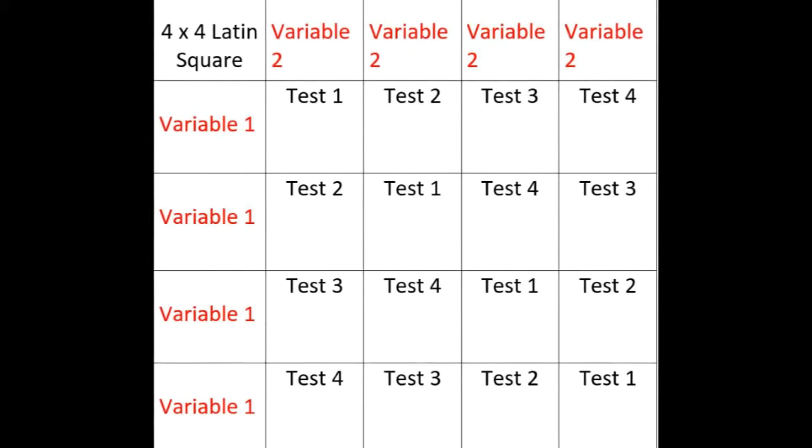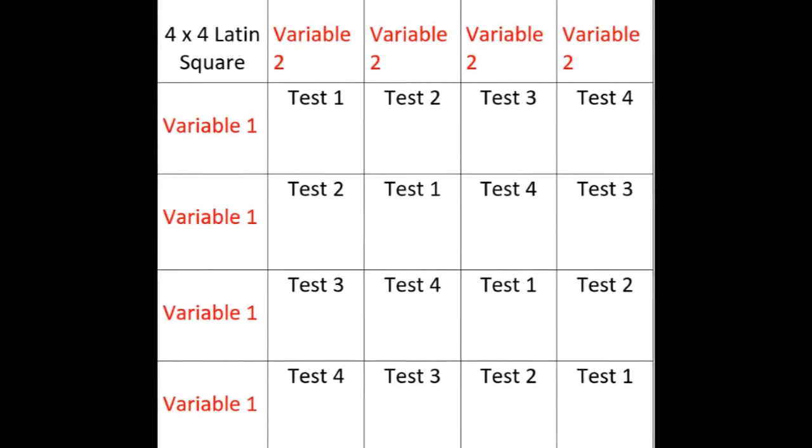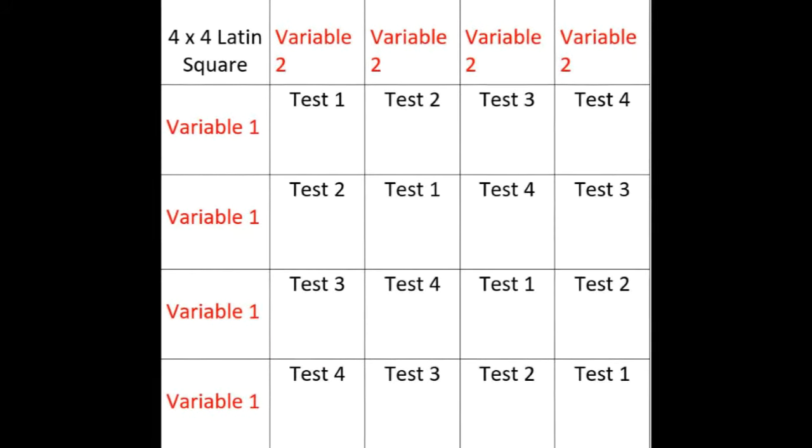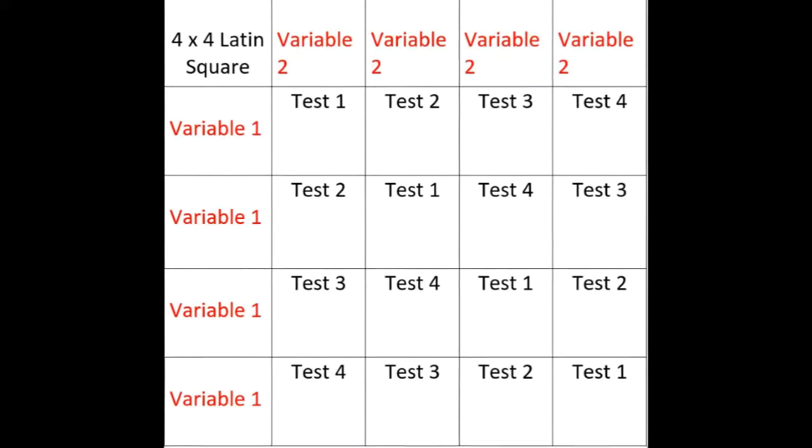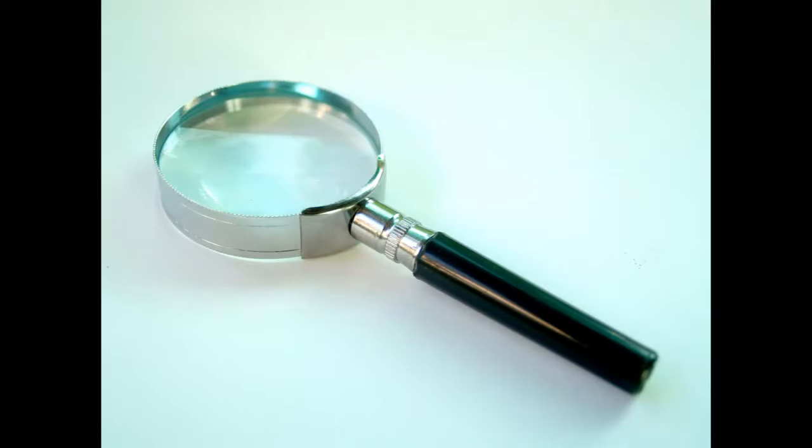These two extraneous variables make up the rows and columns of our Latin square, and the symbols will be representing tests we perform on these two variables. Large Latin squares don't normally appear in Latin square design. This is because the number of tests used in the experiment isn't very large.